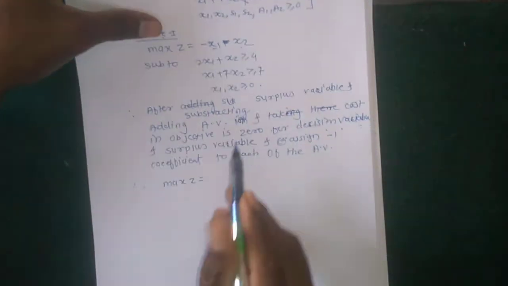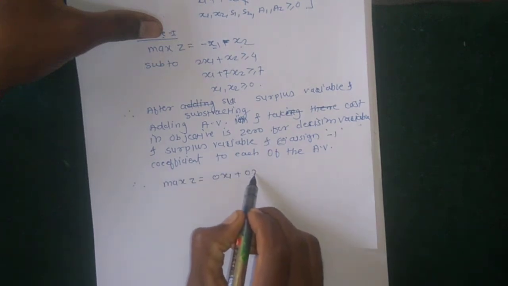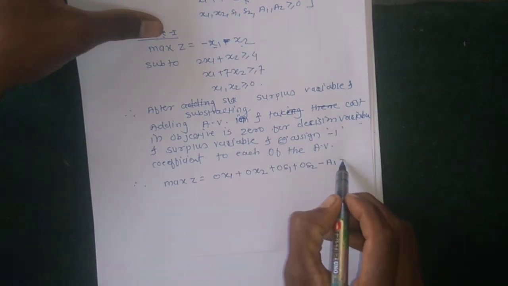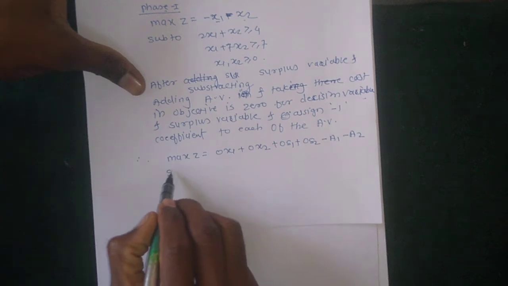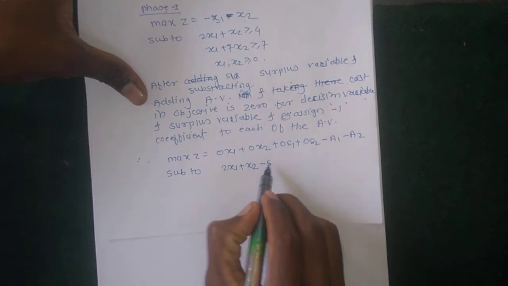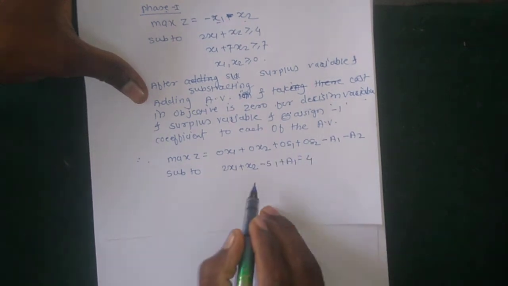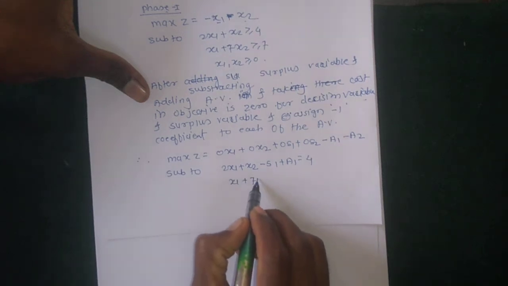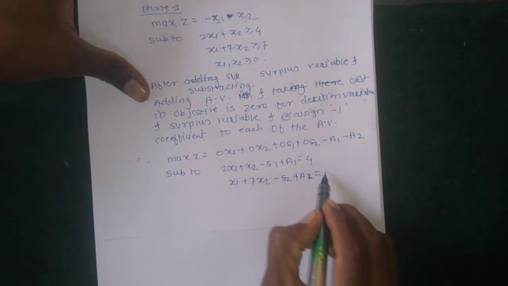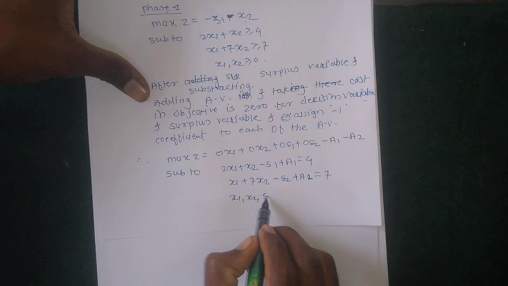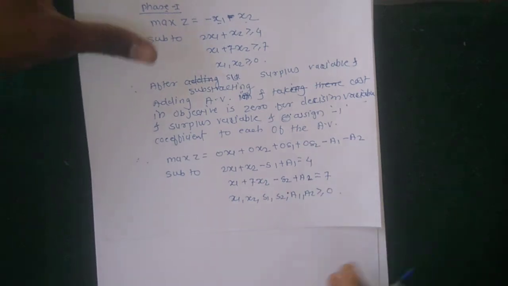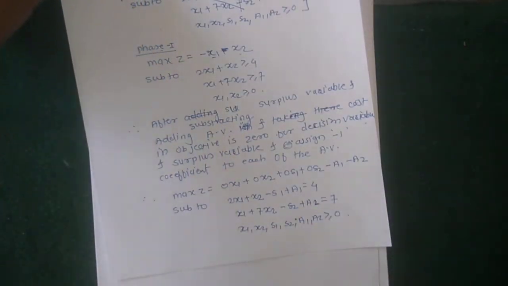to 0x1 plus 0x2 plus 0s1 plus 0s2 minus a1 minus a2, subject to 2x1 plus x2 minus s1 plus a1 equal to 4, and x1 plus 7x2 minus s2 plus a2 equal to 7, and x1, x2, s1, s2 and a1, a2 are greater equal 0. Okay, so then draw the simplex table.